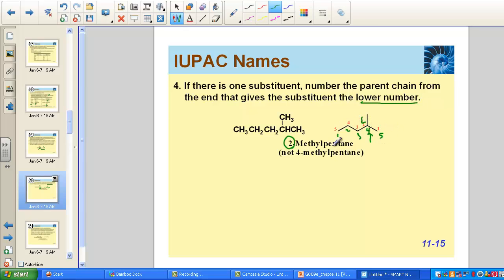2-methylpentane. Longest parent chain is 5. Here's the root word pentane. Off of carbon number 2 is another carbon. 1 carbon gets the prefix meth. The suffix -yl shows us that it's a branch chain, an alkyl group. 2-methylpentane.